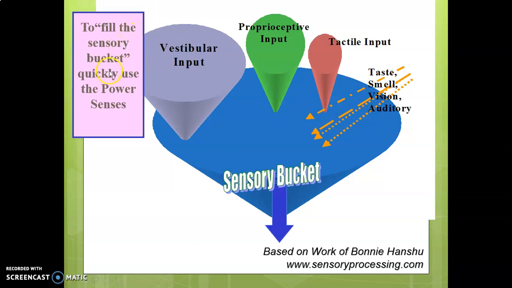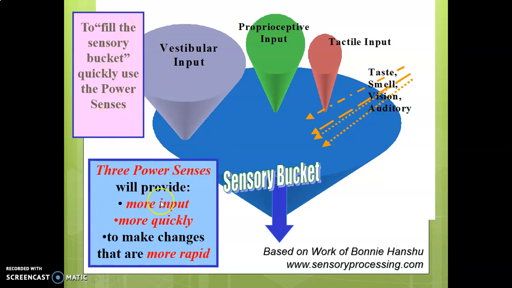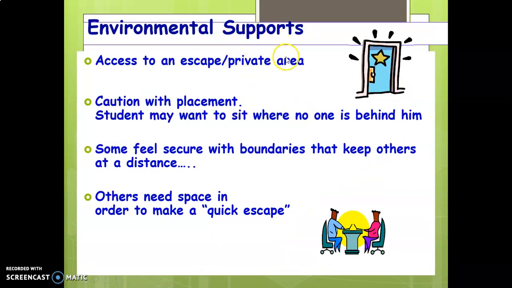So to fill the sensory bucket, quickly use the power senses. The three power senses will provide more input more quickly to make changes that are more rapid. The environmental support for power sense: access to an escape or private area. So you can give an escape area, a private area. The child may feel that he or she has escaped to a private area, but it also should be a controlled environment.